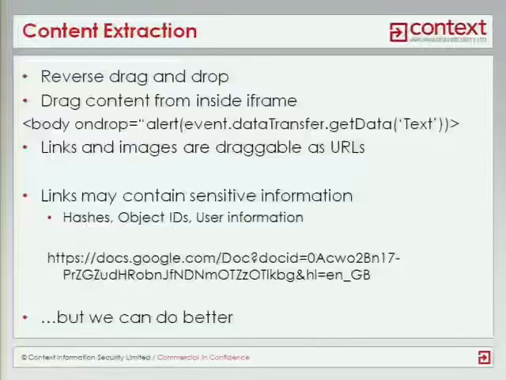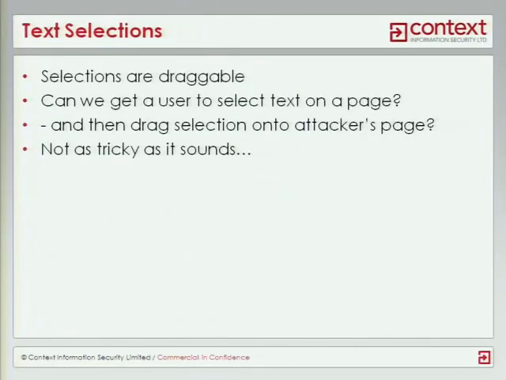they get converted into the equivalent URL. So links can sometimes contain sensitive information. They might contain a user ID, they might contain a secret hash, for example. In this case here, this is the ID of a Google document. If we could somehow get that and drag it out of a page, that's pretty good. But links aren't all that interesting. What we really want is the content of a page.